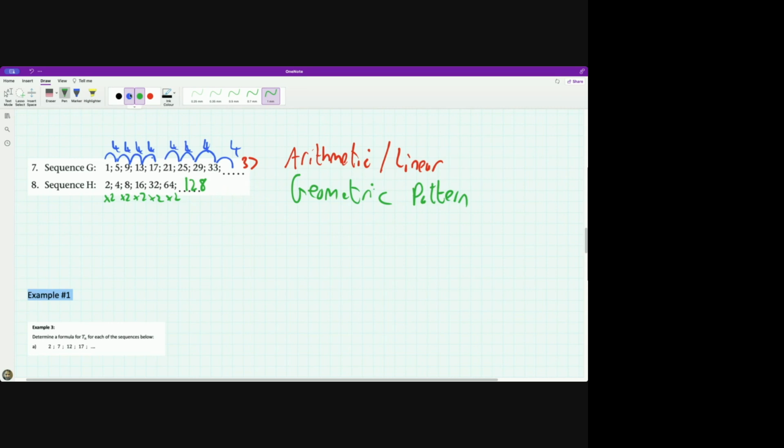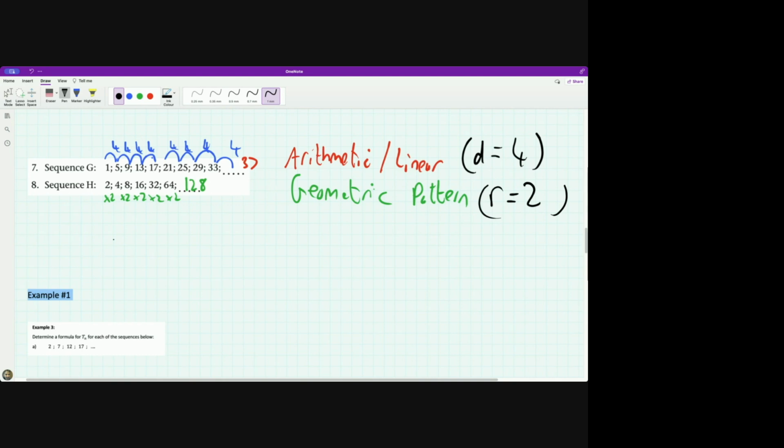Just for extra information, the thing that we're adding or subtracting that's constant, we often call D, or the common difference. And when we have a geometric pattern, the thing that we're multiplying by is often called R, and it's called the common ratio. And in this case, R would be 2. In this case, the common difference would be 4. And especially in matric, you'll see that we start using A's and R's and D's. So just bear that in mind.